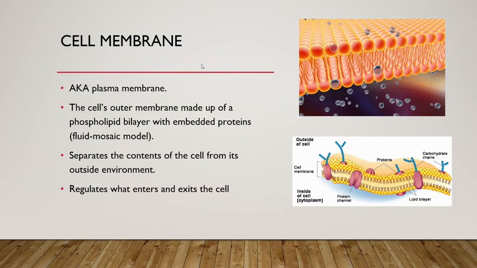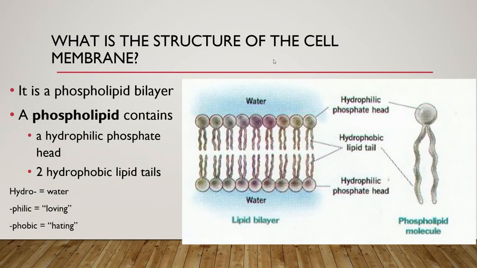So, we're going to go ahead and go over some definitions. In the first one, we're going to talk about the cell membrane. This is also known as the plasma membrane. The cell's outer membrane is made up of a phospholipid bilayer in which proteins are embedded inside of them. We refer to this as the fluid mosaic model. What does a cell membrane do? Well, it separates the contents of the cell from its outside environment, as well as regulates what enters and exits the cell. It is important, as a high school biology student, to know what the structure of the cell membrane is.